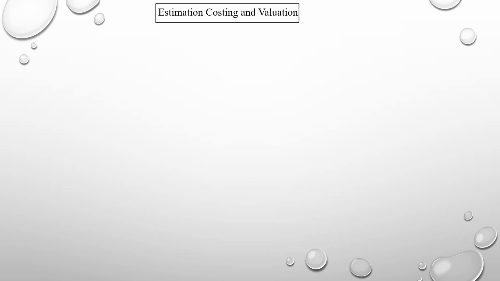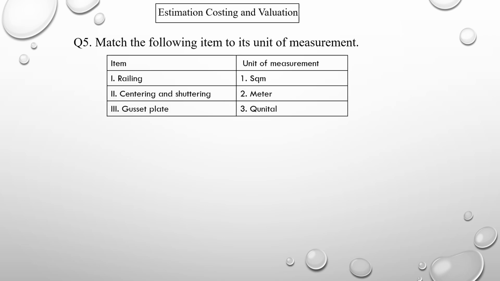Then next, the fifth question is from estimation, costing and valuation. This is a question related to the unit of measurement. Here the question is given. On the left side the items are given, and on the right side the units of measurement are given. First is railing, second is centering and shuttering, third is gusset plate. Railing is measured in meter.